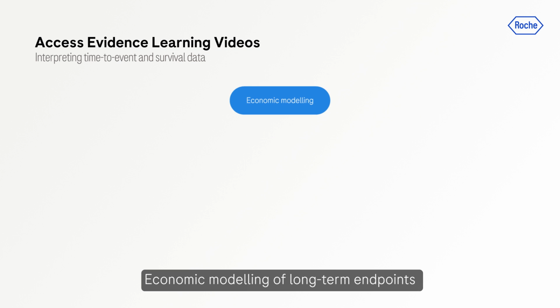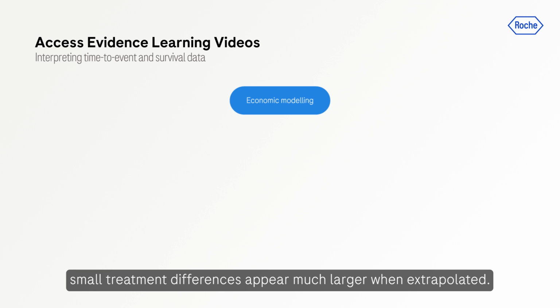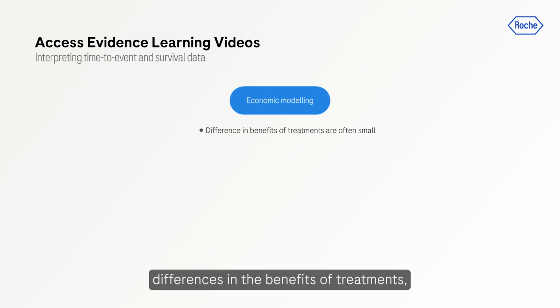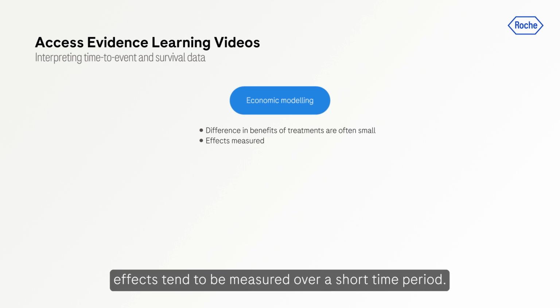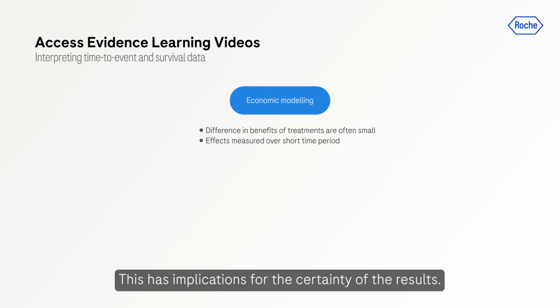Economic modeling of long-term endpoints from short-term outcomes can mean that small treatment differences appear much larger when extrapolated. In most treatment areas, differences in the benefits of treatments, both in terms of costs and effects, are often minor. Additionally, in clinical trials, effects tend to be measured over a short time period. This has implications for the certainty of the results.